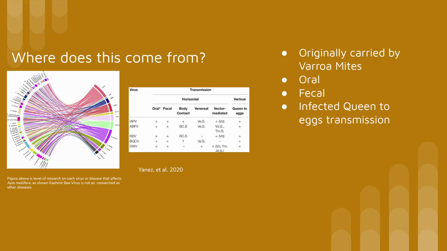So for KBV, we see that there are pluses on oral and fecal. That means that oral and fecal do transmit the disease. Body contact, the BCS, means sometimes the body contact can cause the disease. There is no venereal transmission, but there is vector mediated through mites. And then queen to egg, which is going to really, really infect bees. That's a vertical transmission, so that's the one that you can't really even mediate. If a queen is infected, she's going to transmit the disease to the eggs themselves.